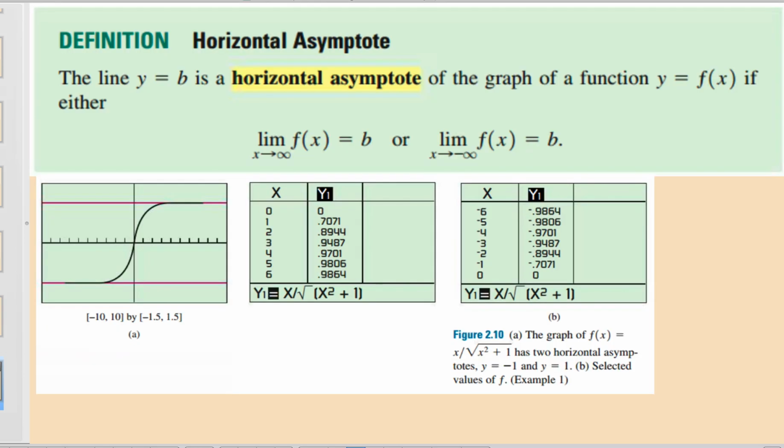Let's look at another example of a horizontal asymptote. In this example, we want to take the limit of this function, and it looks like as x goes to infinity, we're getting values that are closer and closer to 1. And if we let x go to negative infinity and we follow the graph, it looks like these values want to go to negative 1. And this is an example of a horizontal asymptote.